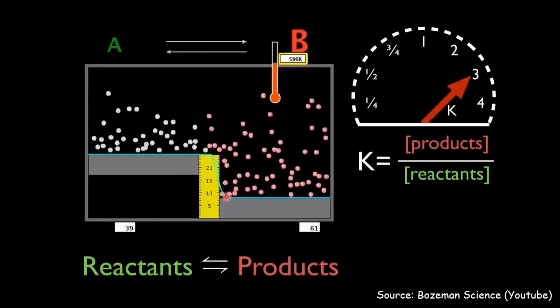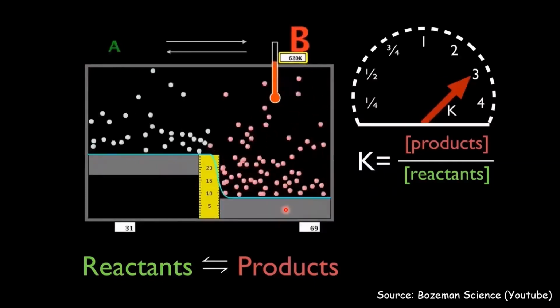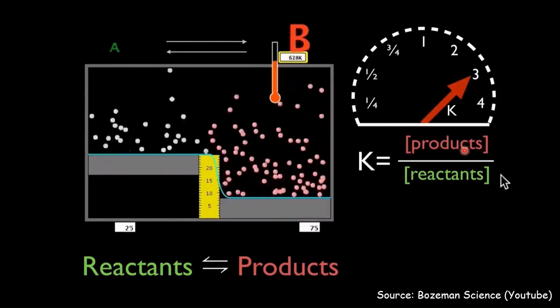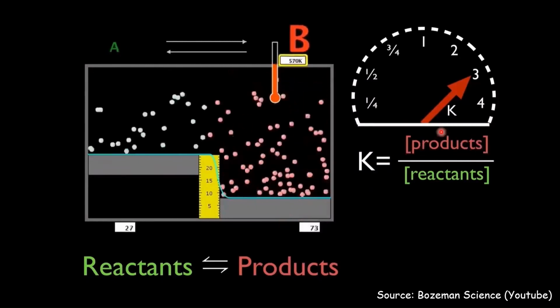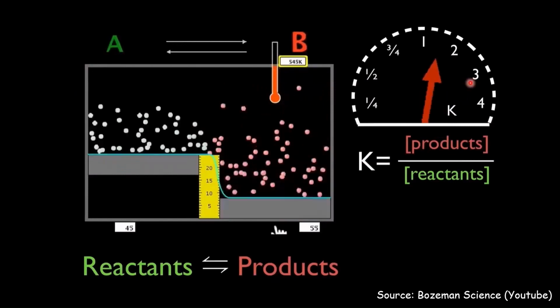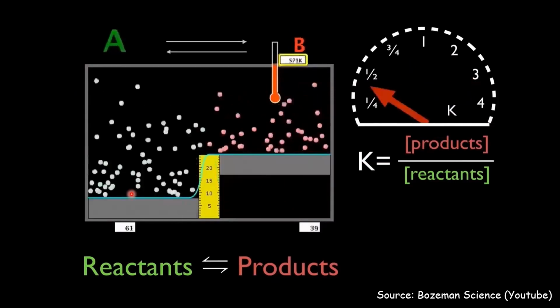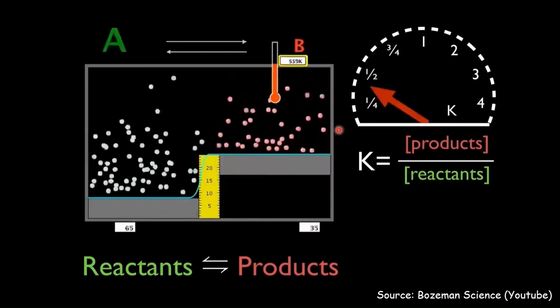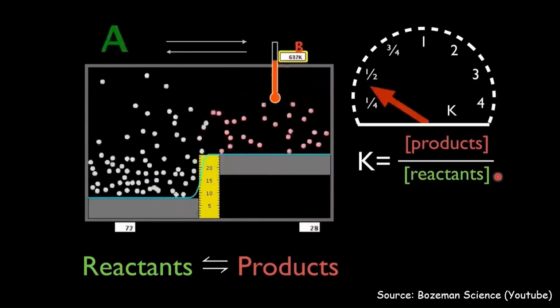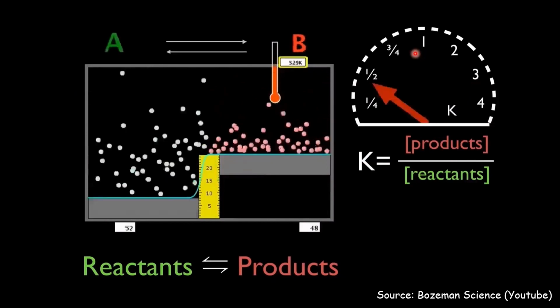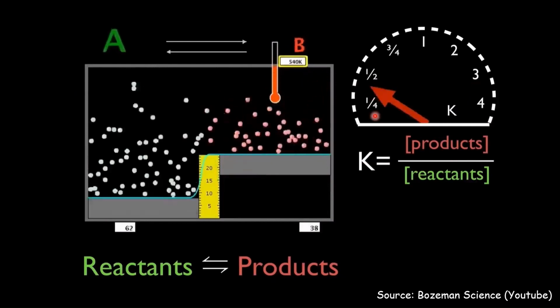Now, as we have more concentration on the product side, our numerator will become larger and our K value will be larger than 1. But if we have more concentration on the reactant side, our denominator will become larger, and thus our K value will become less than 1.